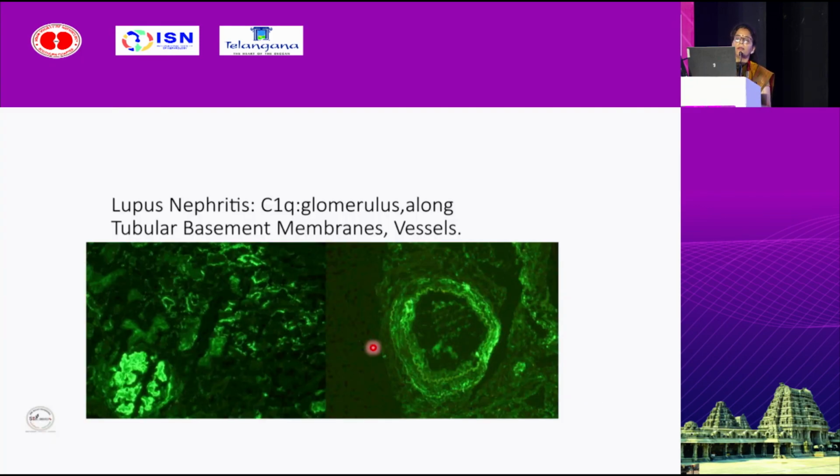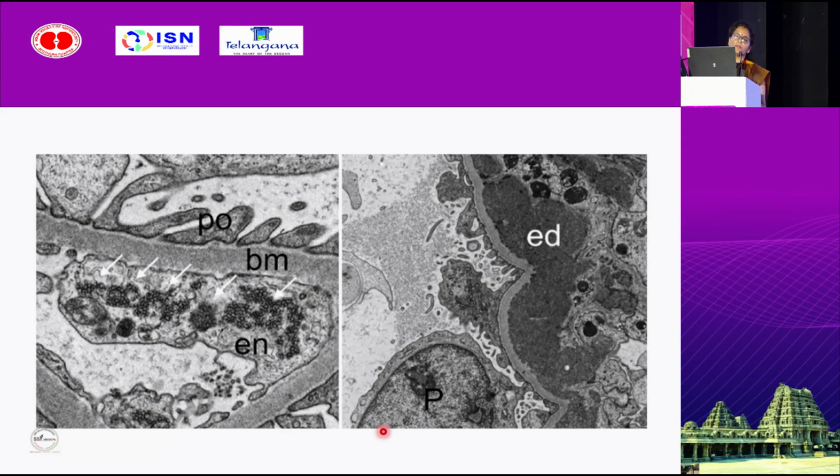When we see the case of lupus nephritis, all compartments are lit up: the glomeruli, the tubular basement membrane and the vessel wall, both IgG and C1q. In lupus nephritis, on electron microscopy, we see these subendothelial electron dense deposits and the tubuloreticular inclusions, which are not specific. They are also seen in HIVAN and also in patients receiving interferon therapy.